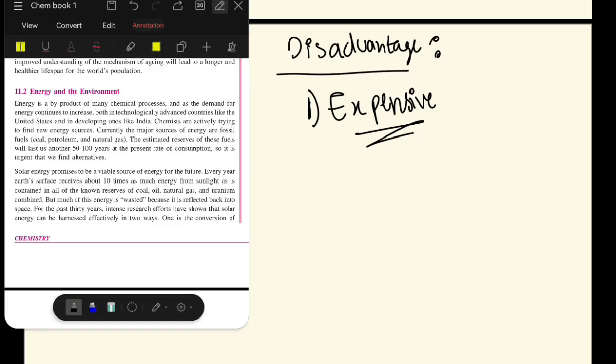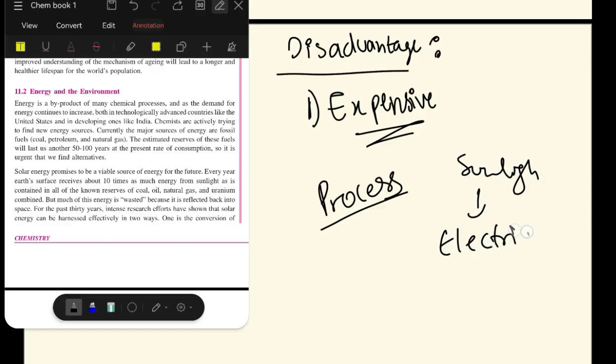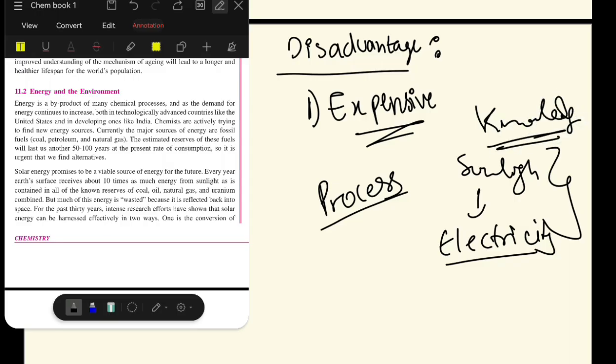Solar energy is expensive. What do you mean expensive? Although we have understood how to use solar energy, we have learned its process, we have understood how to convert sunlight into electricity, we have learned a lot of things, right? But although our knowledge has improved, the technology has not yet improved.